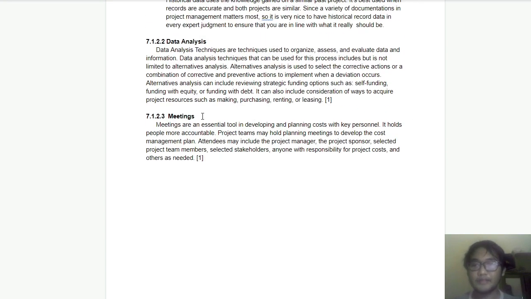And the third is meetings. Meetings are an essential tool in developing and planning the process with key personnel. It holds more people accountable. The project teams may hold planning meetings to develop the cost management plan. The meetings may include the project manager, the project sponsor, certain project team members, stakeholders, and anyone with responsibility for project costs, and maybe others as needed.